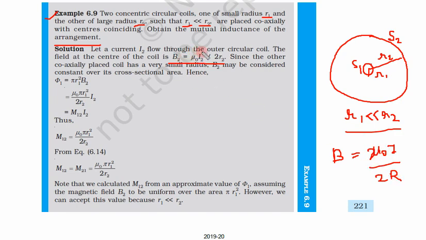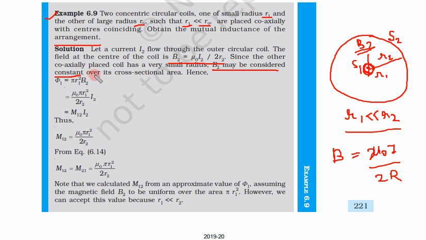So mu naught is the same, current is I2, and R2 is the radius of this bigger coil. Since the other coaxially placed coil has a very small radius, B2 may be considered constant over its cross sectional area. This area is very small in comparison to the bigger area, so we can consider that B2 is constant in this area. So the magnetic field in this small area is constant, that we have considered.